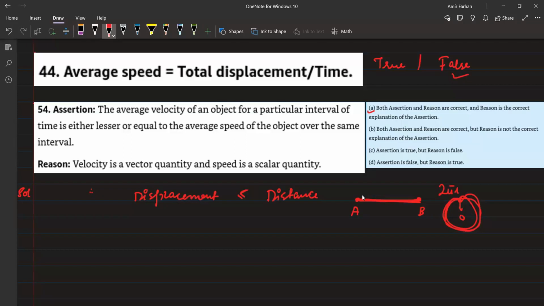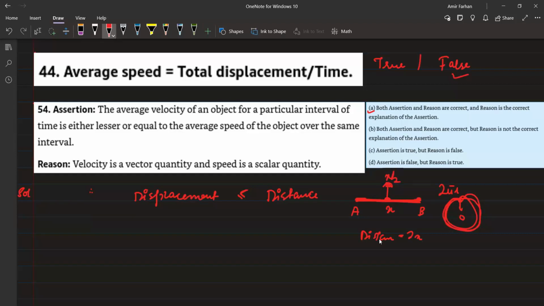Now tell me, suppose X is the distance between them. If you take two trips, from here to here it will be X, and you go back again, total distance will be X plus X, 2X. Distance is 2X in this case. But now suppose you took one trip here, and on the way back you stopped here. This is X by 2.